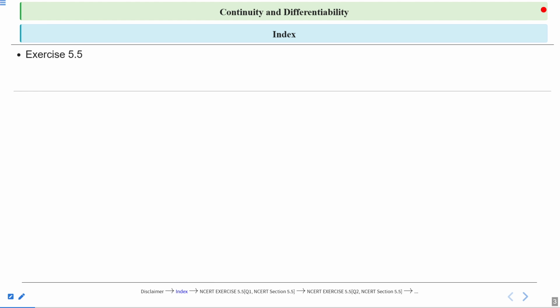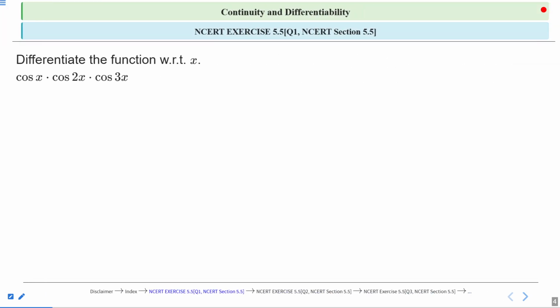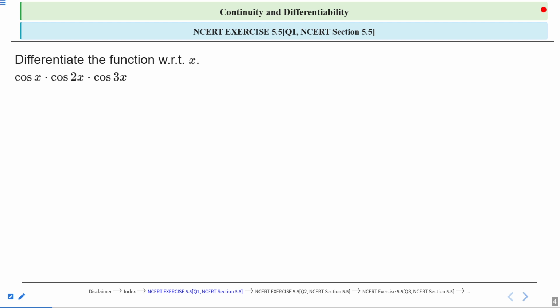So, in this lecture now, we will study NCERT exercise 5.5. There are a total of 18 questions in this exercise. We are going to cover question number 1 to 7, right? So let us start. Differentiate the function with respect to x, right?